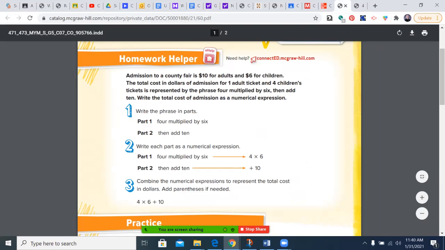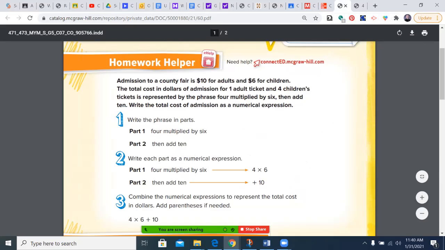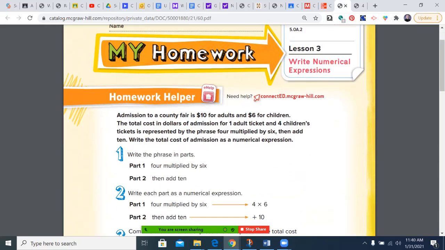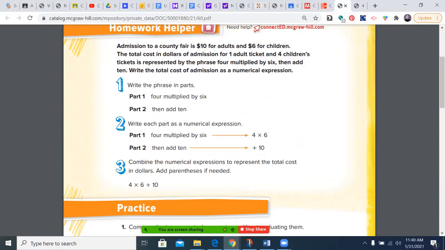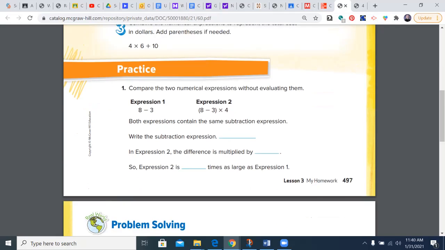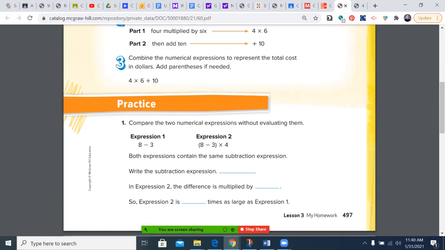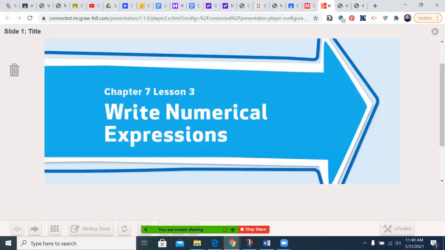Today's homework, just to kind of give you an idea of where we're going, is we're going to be writing numerical expressions. Should be a little less chaotic with brackets and braces today. We're going to be taking words and putting them into numbers. We'll talk about expressions and those details as well. All right, let's begin the lesson.